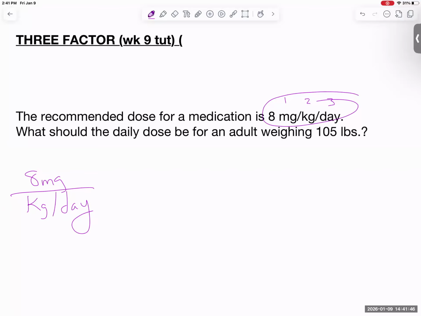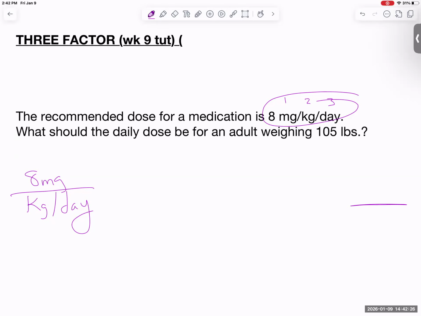All right. So the recommended dose for a medication is 8 milligrams for every 1 kilogram for an entire day. And you'll see this a lot for children as well. But this question says, what would the daily dose be for an adult weighing 105 pounds? All right. Daily dose. What do you think my wanted is? Just think about it. Milligrams per dose? Milligrams per day?